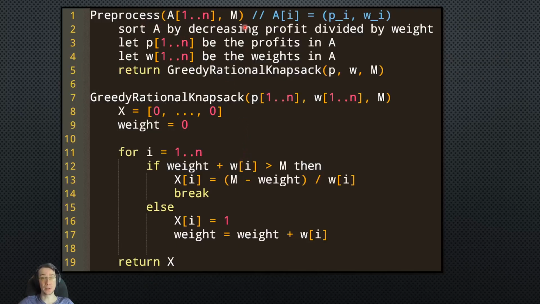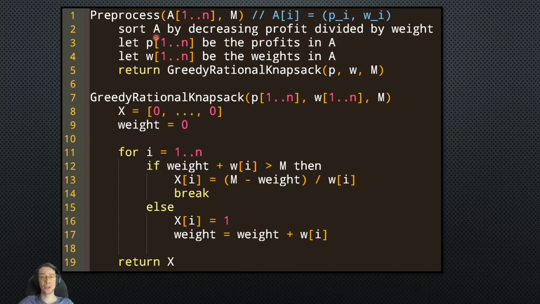So here's the pseudocode. We start out with a pre-processing step, as usual in a greedy algorithm, where the first thing we do is we sort. I've expressed the input here, the profits and weights, as an array of pairs. So you can think of A of I as having a profit and a weight in a pair, and I've packed them into one array just to make it easy to describe the sort. I'm going to sort A by decreasing profit divided by weight. So I'm going to sort pairs, right?